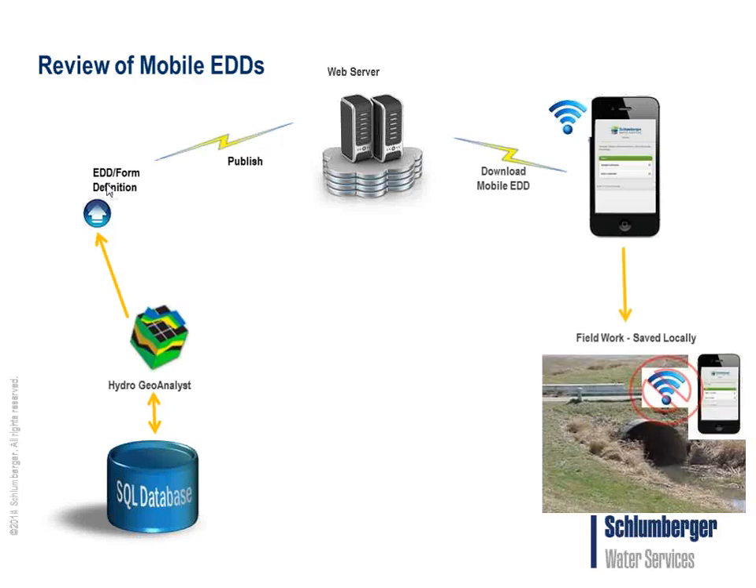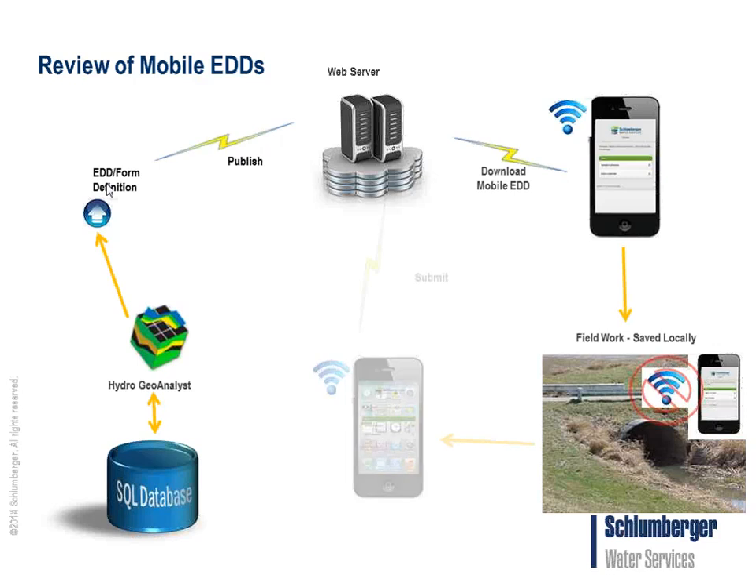Once you've connected to it for the first time, it will actually download the forms for the EDD, and then you can take your mobile device into the field and continue to work with those forms and collect the data, which is saved locally on your device. So, of course, when you're collecting that data, you might not necessarily have an internet connection. So that's why everything gets stored locally on your device.